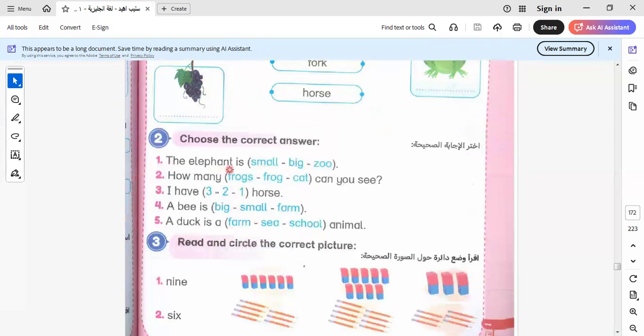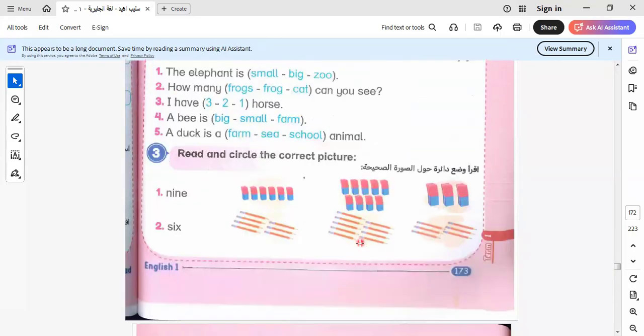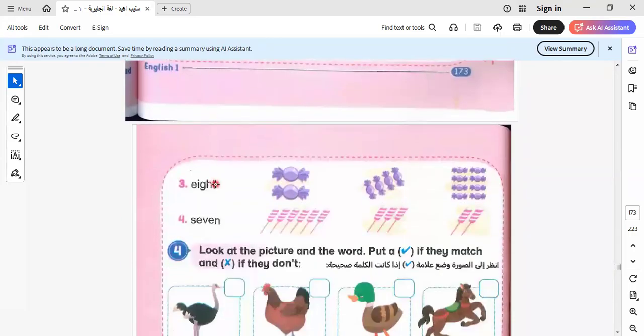Let's go to the elephant. Is it small or big? It will be big. How many frogs can you see? I have a horse without S, so I select one. The bee is small. The duck is a farm animal. I will leave this to count and do it by yourself.